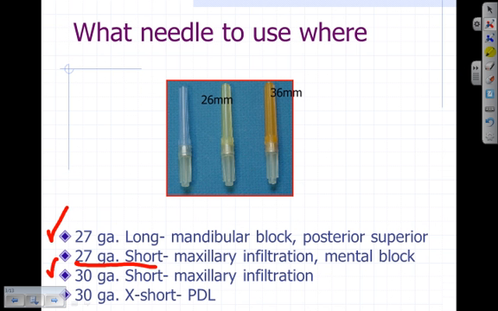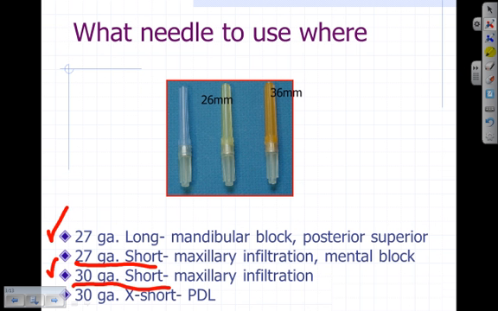27 gauge long needles are for mandibular blocks and posterior superior blocks, where you need that length in order to place the needle in those areas of the soft tissue where you can get profound anesthesia. A 30 gauge short needle is predominantly for an infiltration, a maxillary infiltration. Although if you're using the local anesthetic Septocaine, you can in fact do mandibular infiltrations from the second premolar forward, and you can use a 30 gauge needle to do that.